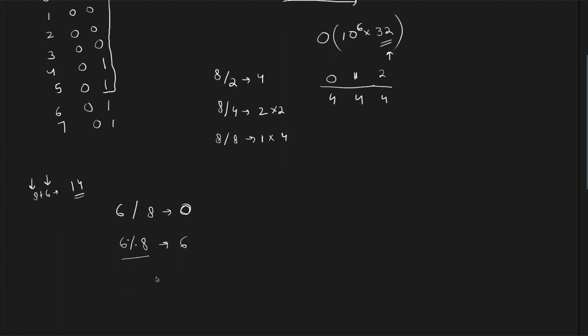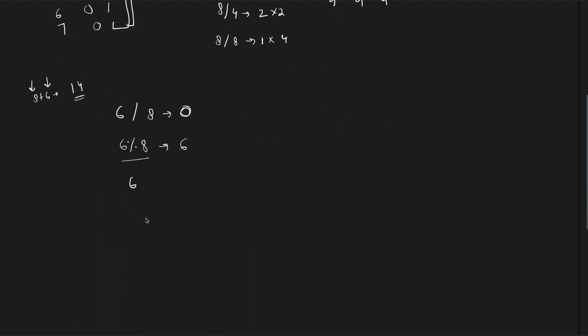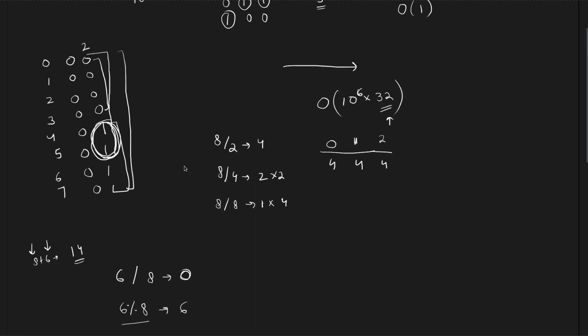Now once we have found 6 mod 8, we see that there are a total of 6 values. We know that if this was a group of size 8, the first 4 values were 0, right? And only the remaining 4 values were contributing. So what we can do is 6 minus 4, and this will be equal to 2. So you see that there are only 2 bits contributing here, and these are those 2 bits, right? So this was the whole idea of the problem.